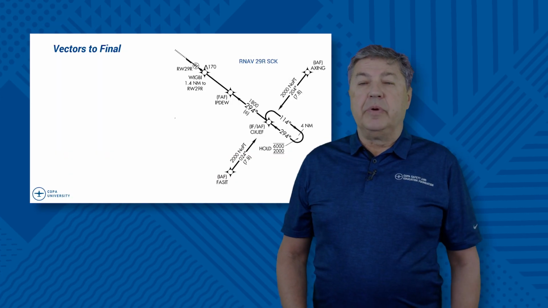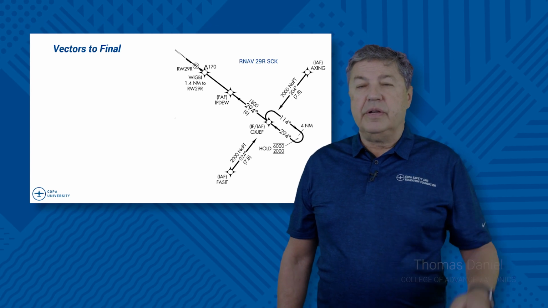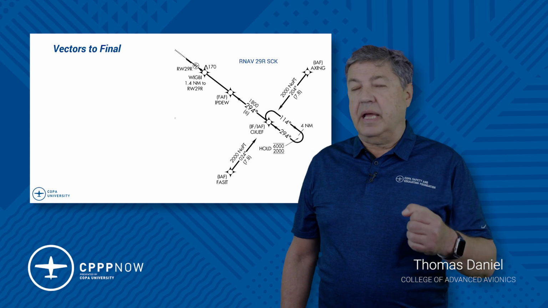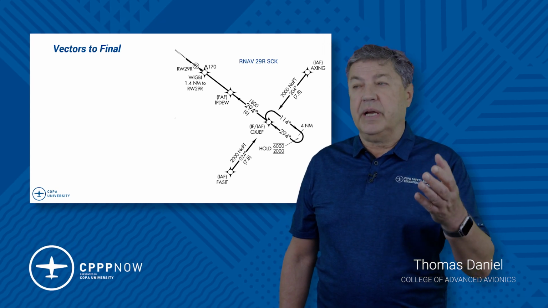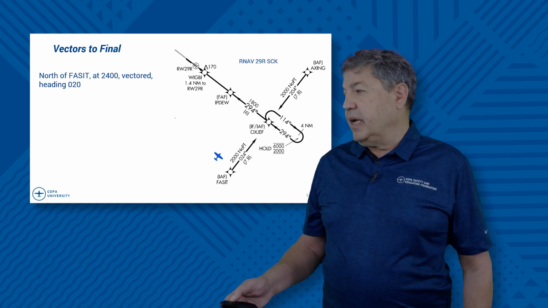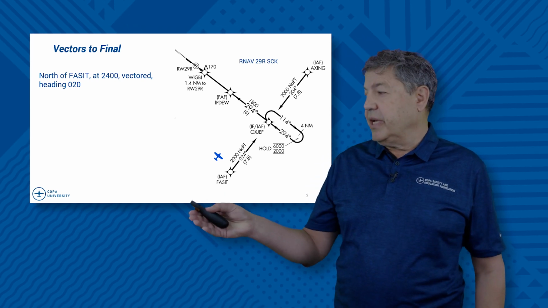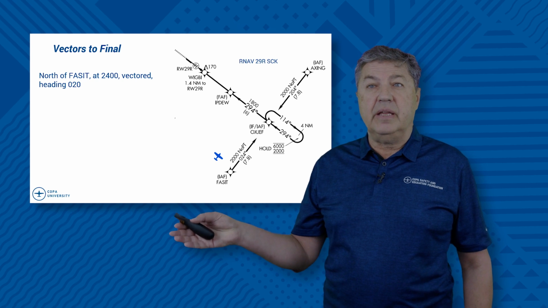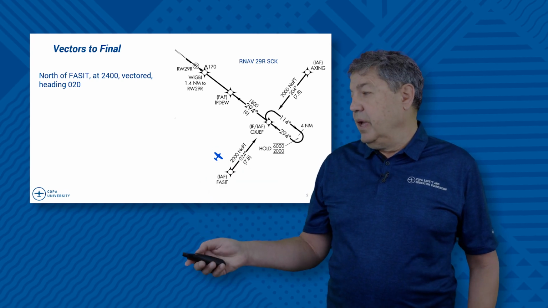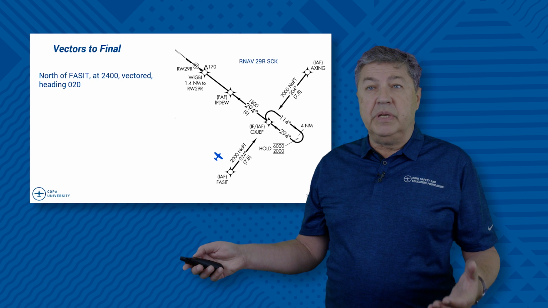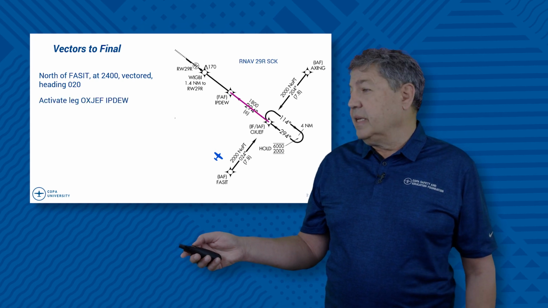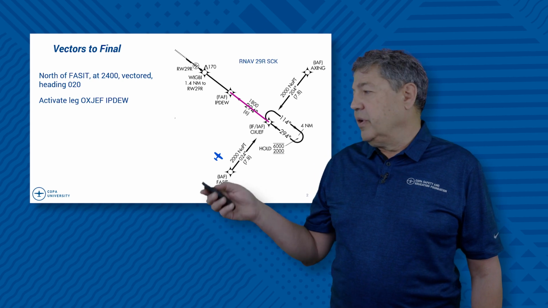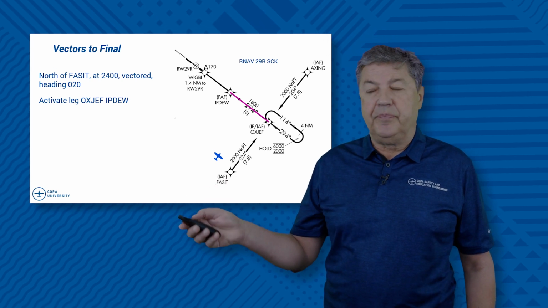As the first example, we will be flying a very simple approach to Stockton, California. It's an RNAV to runway 29 right, and at present time we are north of Facet intersection at 2400, vectored on the assigned heading of 020. The first thing that we need to do in this situation is to activate the appropriate leg in our flight plan. That would be the leg from Oxjeff to Ibdu.